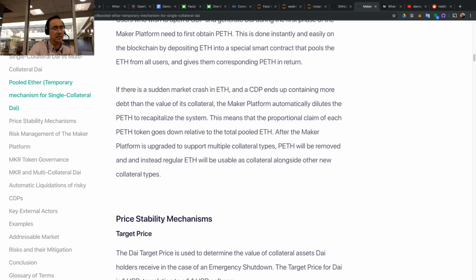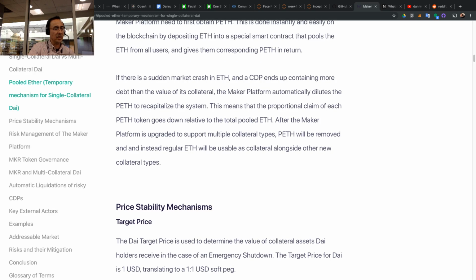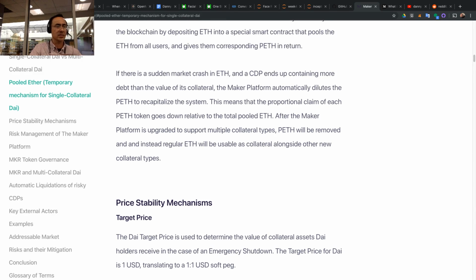After the Maker platform is upgraded to support multiple collateral types, PIT will be removed and instead regular ETH will be usable as collateral alongside other new collateral types. Okay. I'm not sure how this actually works.